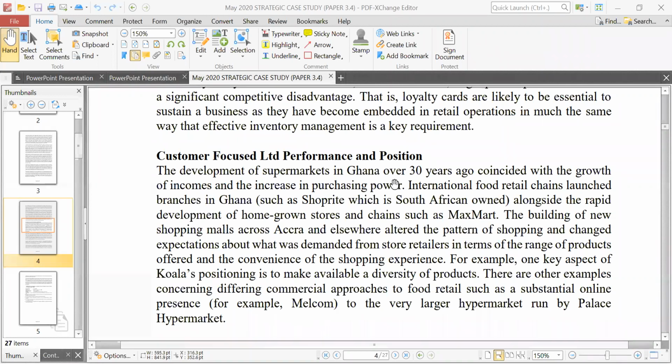Fantastic. So here, the case is giving us some context, right? As to the kind of people Customer Focus Limited is competing with, right?